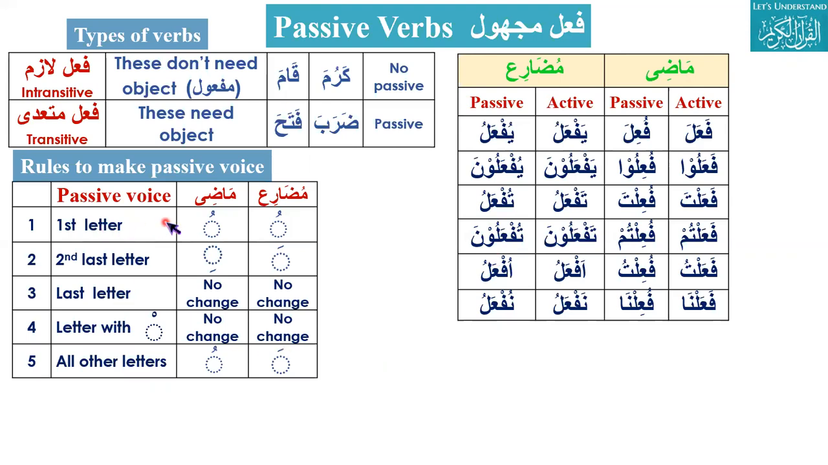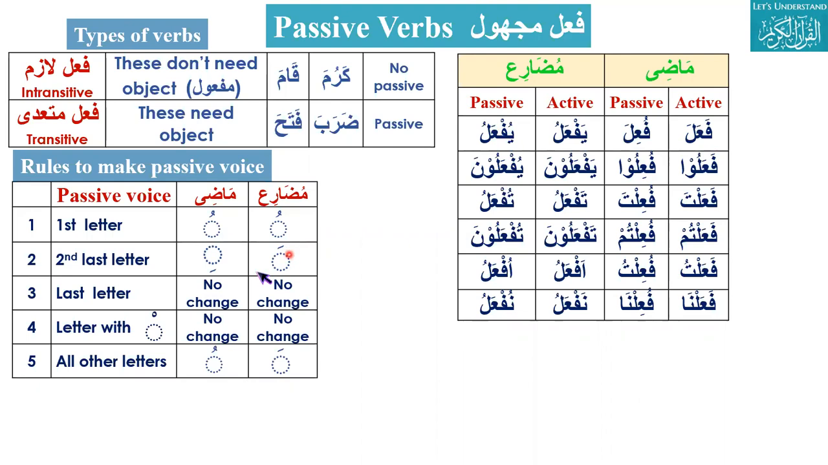So the rule is very simple. We are not going to complicate it. The first letter will always have pesh, both in Madi and Mudari. In Madi, the second last letter, in this case ayn, will be kasra. In Mudari, the second last letter will have fatha, because here it was always fatha, so there was no change.